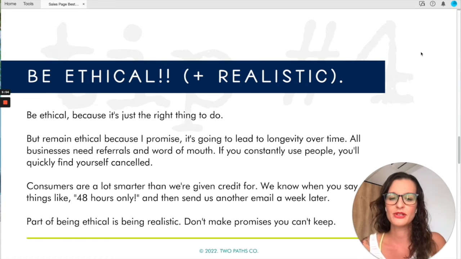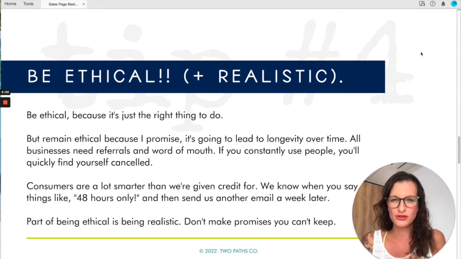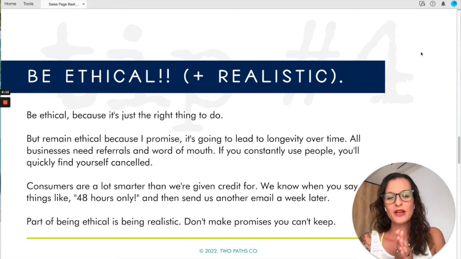Consumers are so much smarter than we're given credit for. And we know that when you say things like 48 hours only, and then you send us another email a week later, or when we go to your social media and you've consistently said one spot left for months, is it true? It's going to make us question you. And any seed of doubt means friction, and we're not going to buy. So don't forget to not make promises that you can't keep.